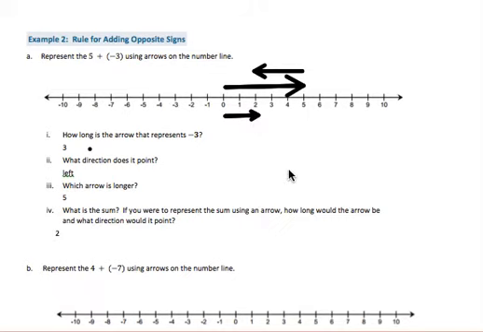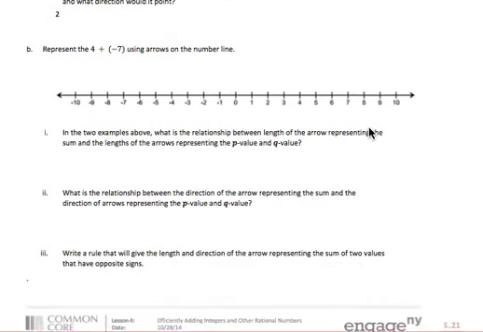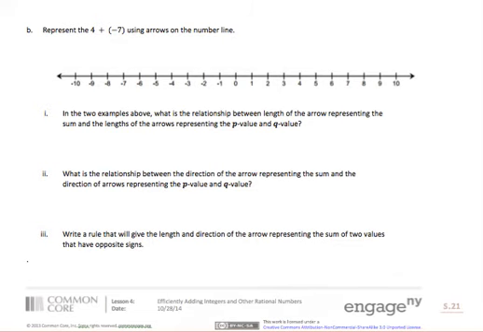Let's look at example 2, part B, which has some different numbers. And we'll draw our arrows. Again, there's a +4 for arrow 1. And then we're adding -7 from our landing point at 4. So if we count down 1, 2, 3, 4, 5, 6, 7, we know that we're going to land at -3.